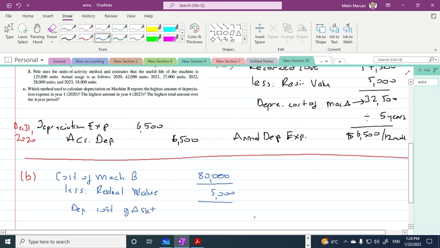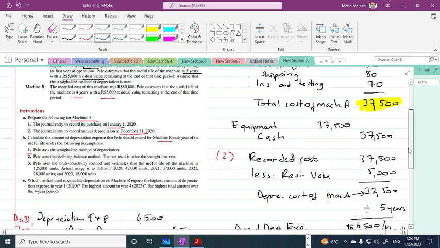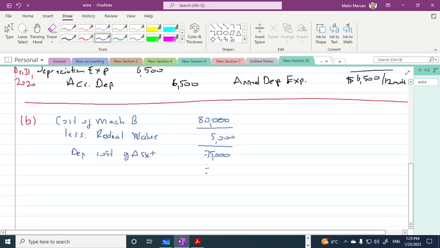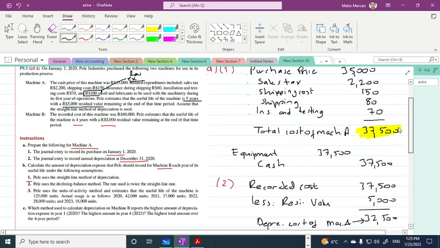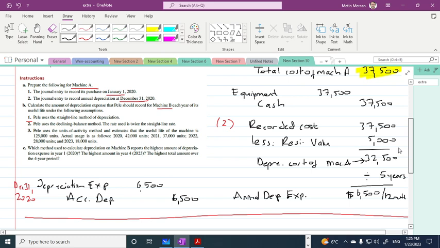So it is $75,000, and it says that it will be 4 years. So then again you find the annual depreciation expense for this asset. It will be $18,750. Okay. This is B1.